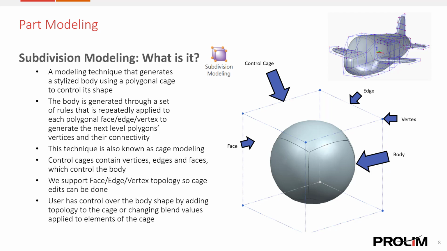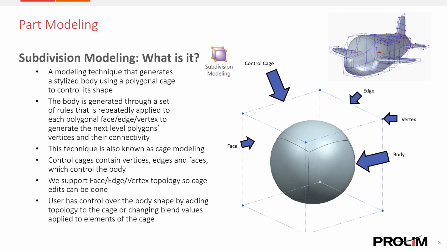So what is it? It's a modeling technique that generates a stylized body using a polygonal cage to control its shape. The body is generated through a set of rules that is repeatedly applied to each polygonal face, edge, and vertex to generate the next level polygons, vertices, and their connectivity. So this is also known as cage modeling. The control cage contains vertices, edges, and faces which control the body.